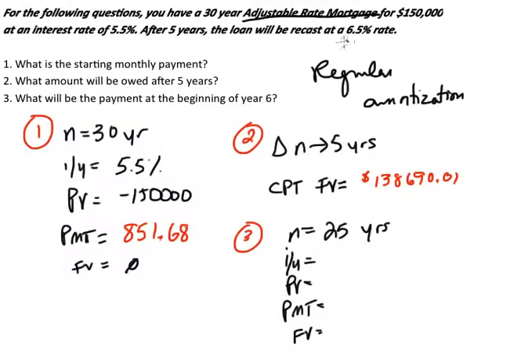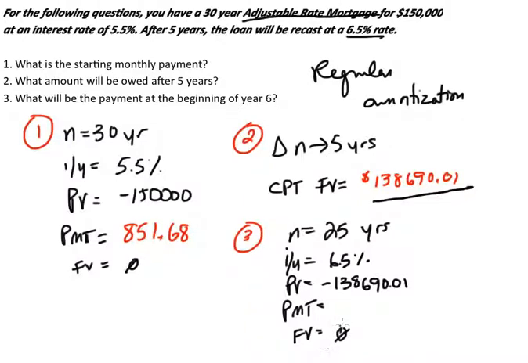What is our new interest rate? It's recast at a 6.5% rate. Our present value now, what we owe, is $138,690.01. We owe this amount because we've been paying on this loan for 5 years. So we no longer owe $150,000. That's why we calculated this amount. This is what we owe moving forward.